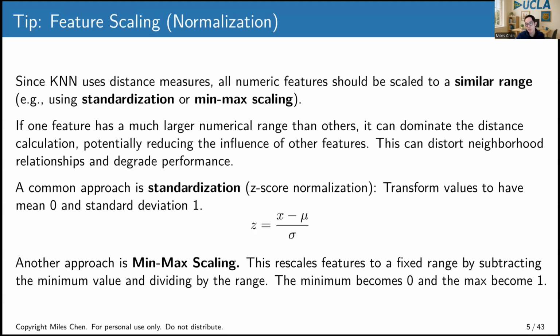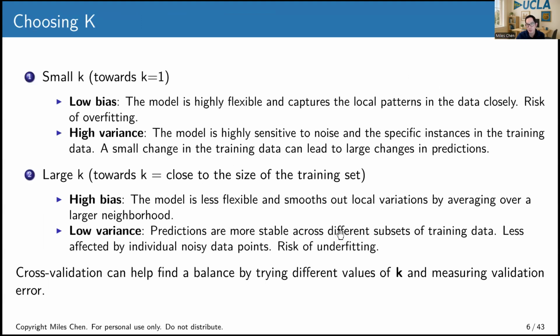So a common approach is standardization, basically making everything z-scores, so you have a mean of 0 and standard deviation of 1. If you have something really skewed, you might want to do some kind of transform, like a log transform. I didn't mention that in the slide, but the idea of scaling is important. The other approach is min-max scaling, where you subtract the minimum value from everything and then divide by the range. Your smallest value becomes 0 and your largest value becomes 1. These are just some ideas you can use for scaling.